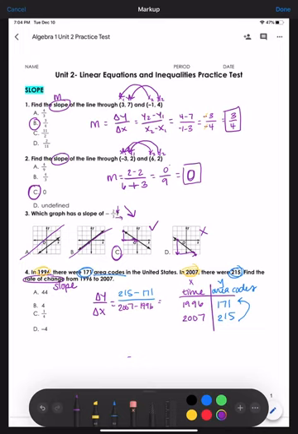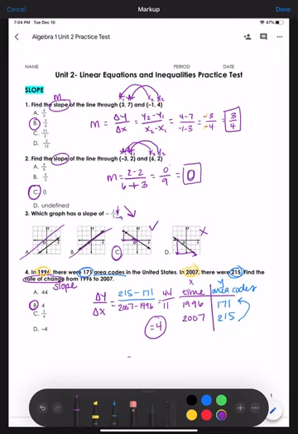That's 44. Divided by 2007 minus 1996. That should be 11 years. And 44 divided by 11, I know that that equals 4. And that's my answer. And it looks like it's right here.